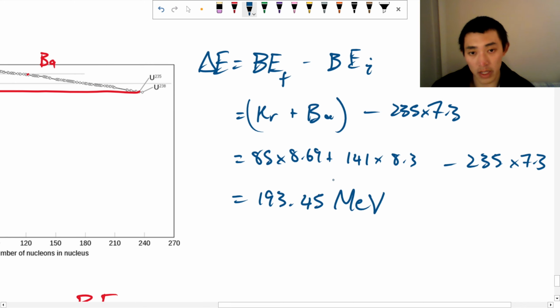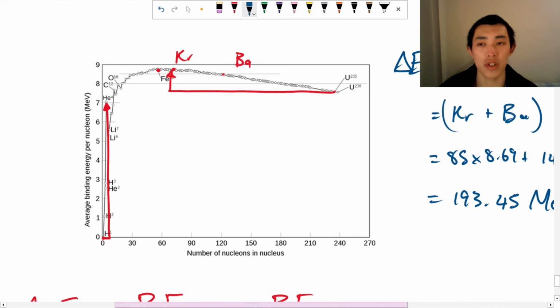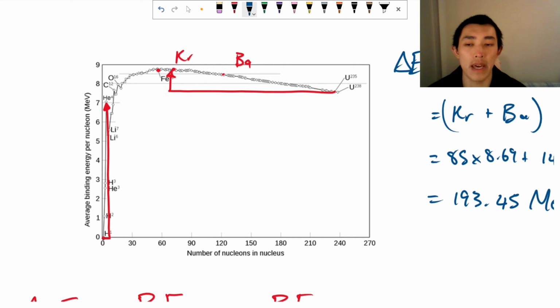So we can see that in this process, we're going to be liberating 193.45 mega electron volts. So in this process, we're going to be generating a lot of energy. Whenever we go from a lower to a higher binding energy, we'll be generating energy.